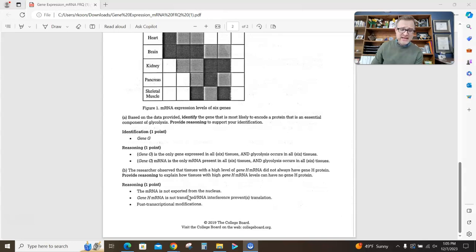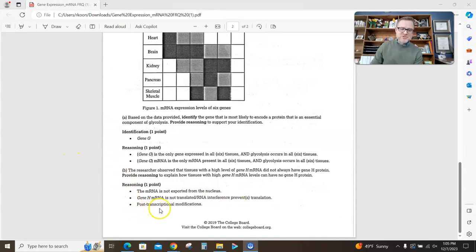The second thing, gene H is not being translated. Again, if translation is not happening, then you're not making the protein. It mentions RNA interference. You really don't have to explain why. You can just say it's not being translated.